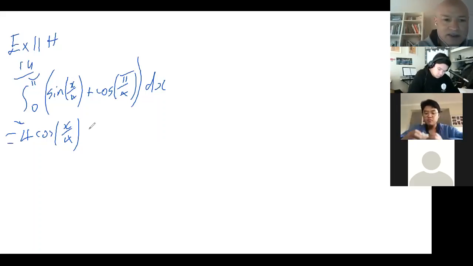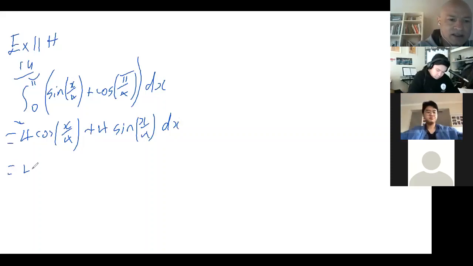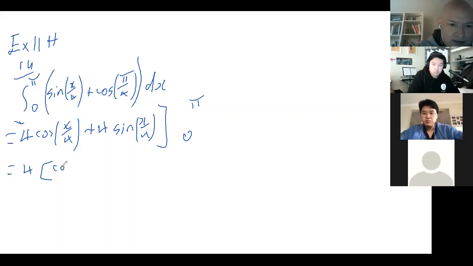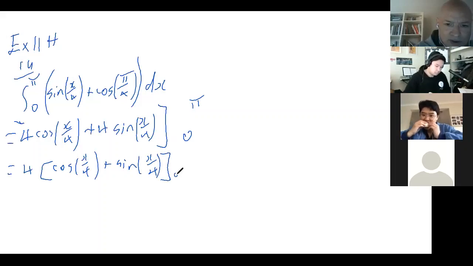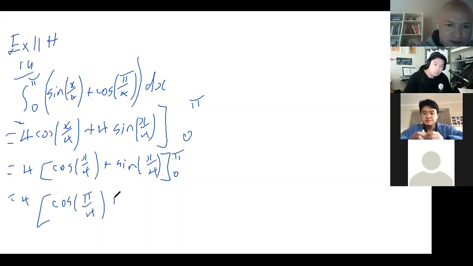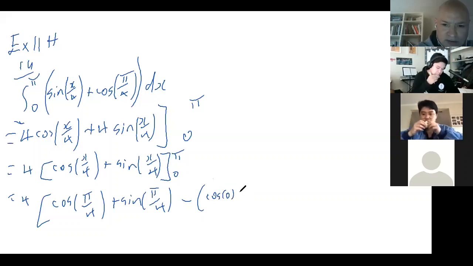Okay, so continuing with this one, this gives us 4 sine of x divided by 4 dx. I'm going to take out 4 as a common factor between 0 and pi. So we get cos of x divided by 4 plus sine of x divided by 4 between 0 and pi by 4. So I get cos of pi over 4 plus sine of pi over 4 minus cos of 0 plus sine of 0, because when I put 0 divided by 4, we'll still get 0.